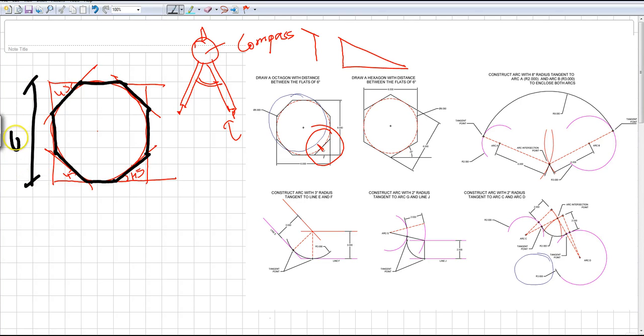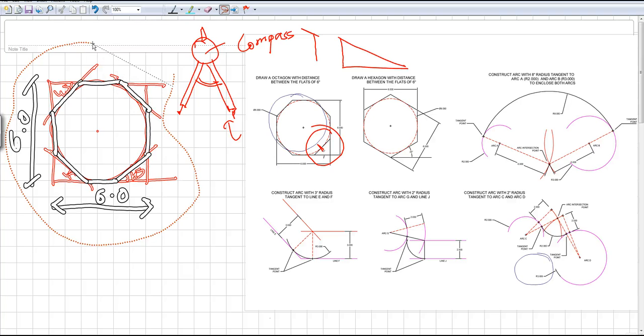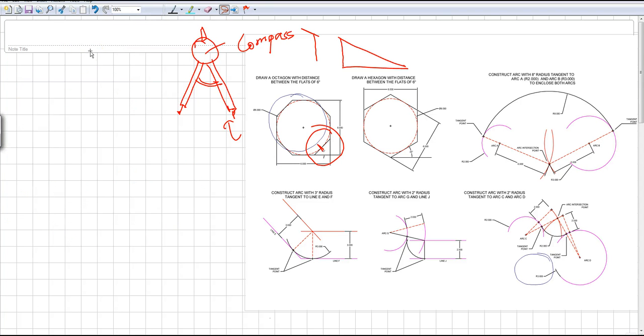Okay, so that's the octagon that I created, and if I would measure it, this distance is going to be 6.0. Same thing would be this distance between the flats, which is how much? 6.0. So this is the process of drawing an octagon with a distance of 6 between the flats. Okay, now let's go to the next one, where instead of an octagon we are going to draw what? We are going to draw a hexagon.